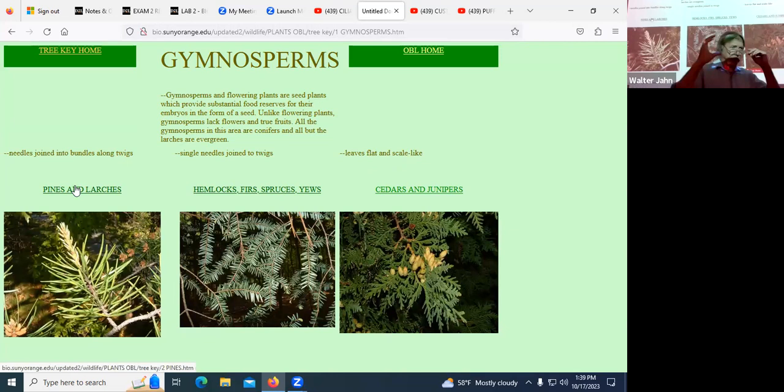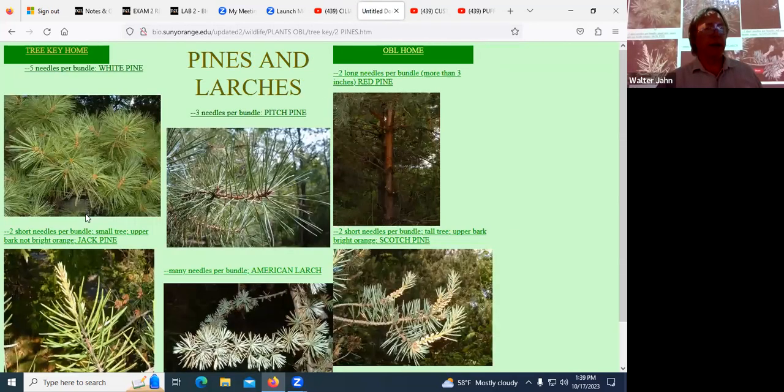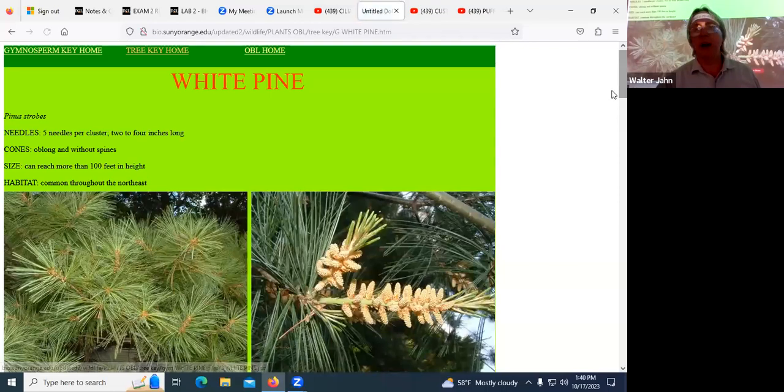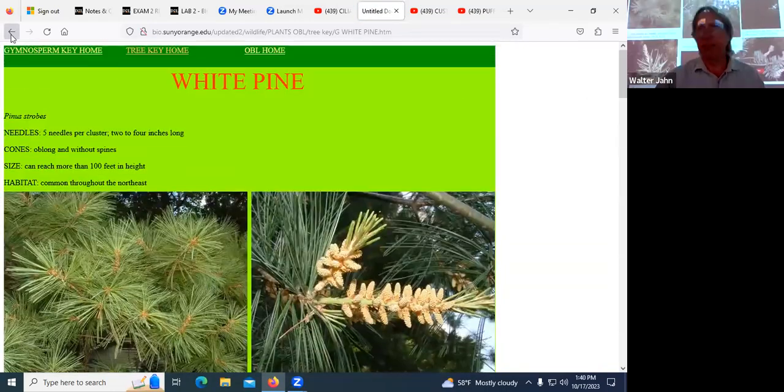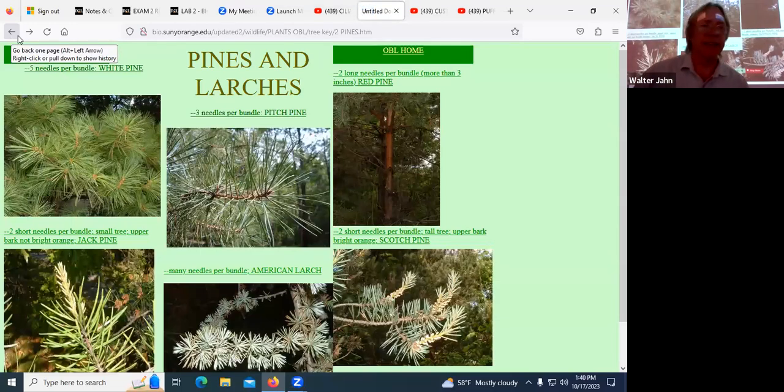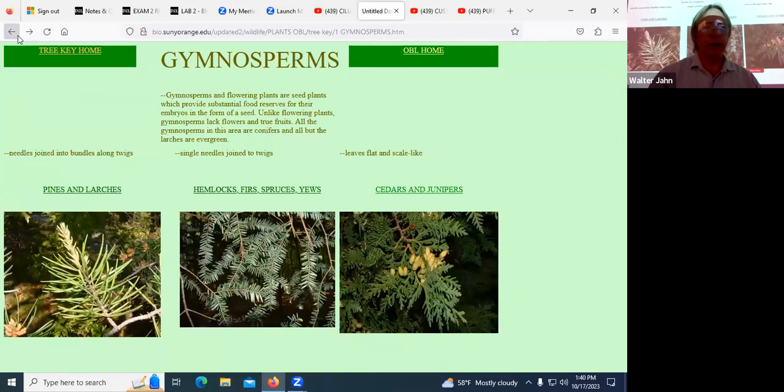And so if you see a picture and I give you text that says the needles are in bundles of 5, you say, all right, well, it's a gymnosperm. Needles are in bundles, so it's a pine. All right. Groups of 5, groups of 5, groups of 5. Oh, there we go. White pine, the most common pine in our area, groups of 5. All right. So what you did is you just kept narrowing it down based on that.